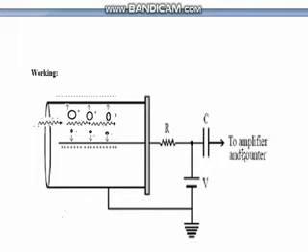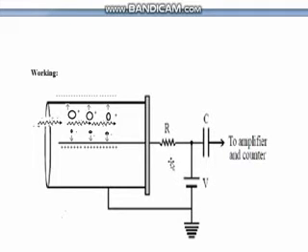Hence, whenever a particle enters the chamber, it ionizes the gas. The electrons produced in ionization are collected at the anode to produce a pulse. This pulse results in the detection of the particle.